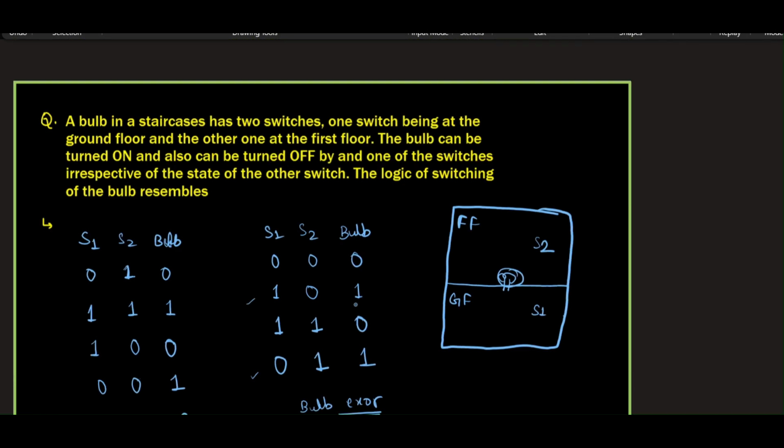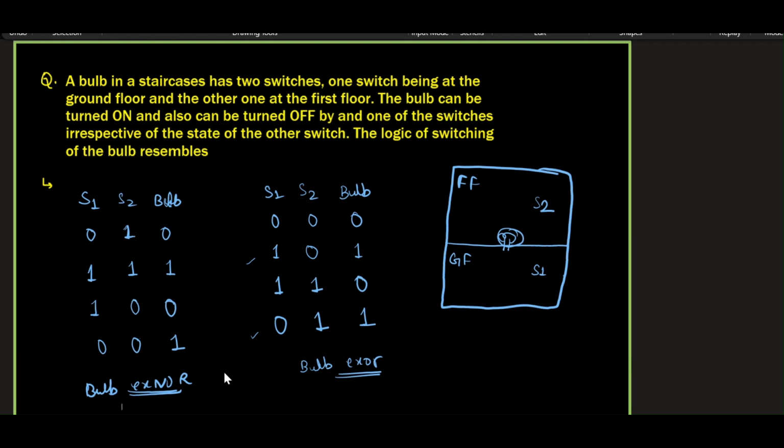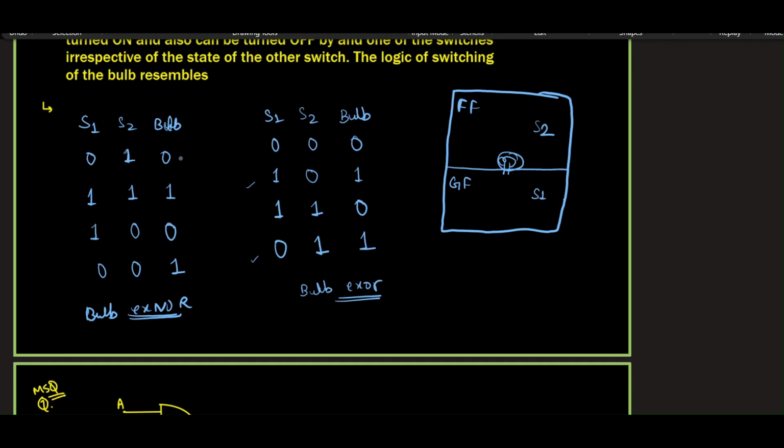Most of the people will say it's only the XOR operation, but here you can see that the XOR also resembles the bulb operation, the logic of switching. The bulb can be turned on and turned off by any of the switches, irrespective of the state of the other switch.